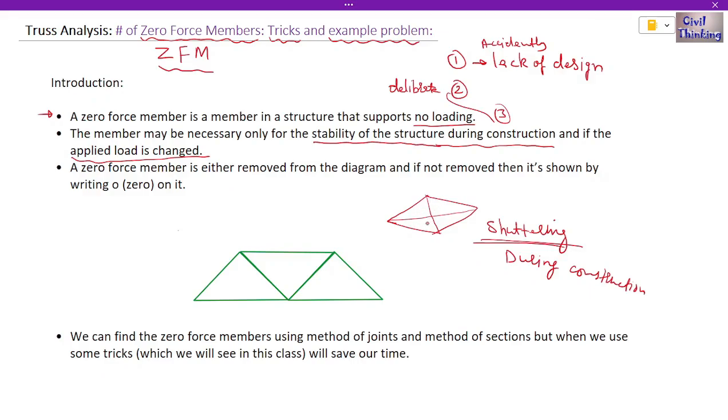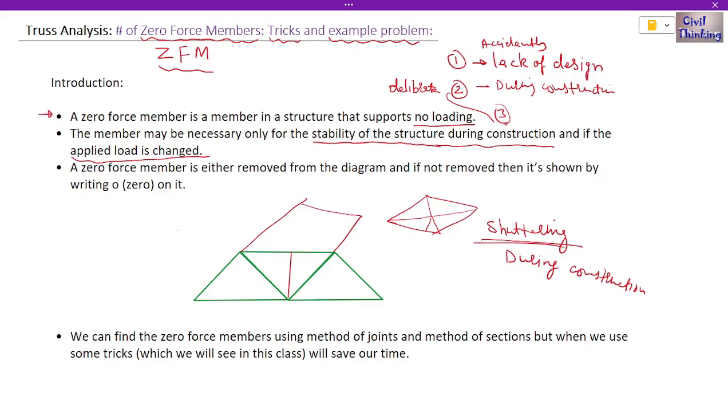Similarly in these trusses sometimes we keep extras. For example, you have a slab here, so you will keep some extra member here. Now this is a zero force member, but you keep this to support the shuttering. So zero force members may be important during construction, for example to support green concrete, or as we call it, fresh concrete.